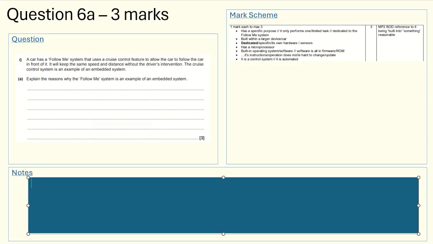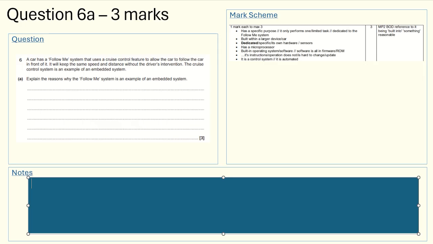So we need to think of 3 reasons why this is an example of an embedded system. So what we're doing really is thinking back to our embedded systems. What are the characteristics or properties that make an embedded system, and then applying them into this context.